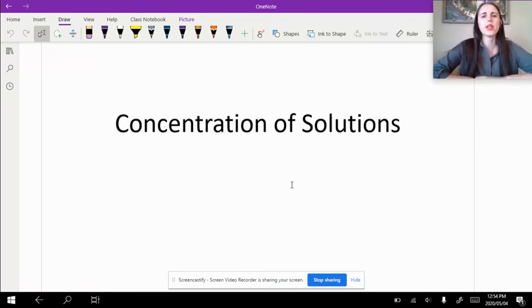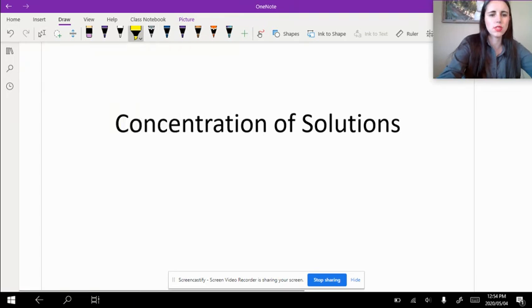So in Unit 4, what we're going to be looking at is solutions. So that stoichiometry concept is going to come back into play. But before we do that, we have to talk a little bit about solutions. And today we're going to talk about the concentration of solution.